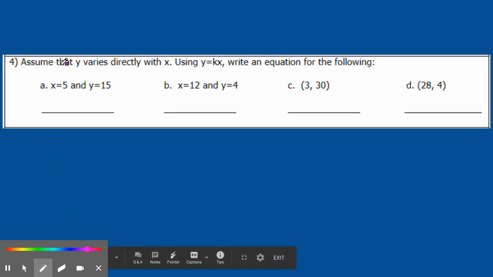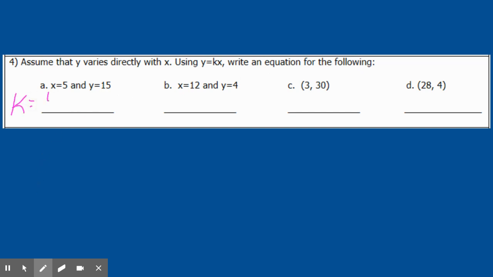Okay, so next one, it says assume that we have direct variation. That's what y varies directly with x means. So using y equals kx, write the equation for the following. So we're going to first find k. So to find k, you're going to do y over x. Okay, so this one is 15 over 5, and 15 over 5 is equal to 3. So that's k. So we're going to input that into the formula. So y equals 3x.